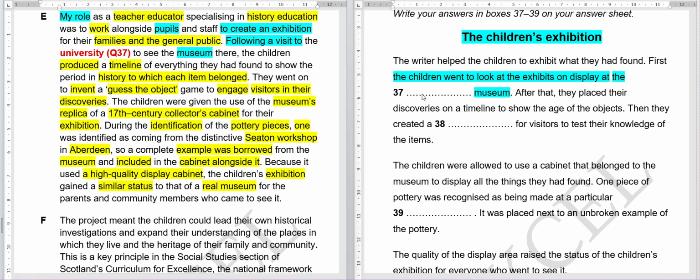Don't worry if you were not able to find this particular answer. It was quite a tricky one. I will try to explain to you in as simple terms as possible. Now, here they're saying first children went somewhere. So first children went to look at the exhibits at the museum. So in simple terms, first children went to the museum.